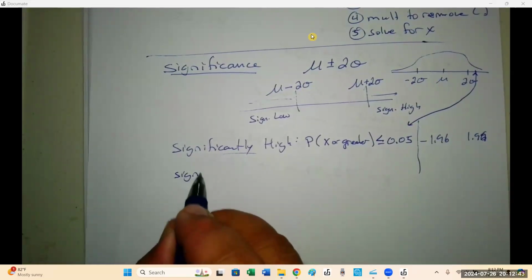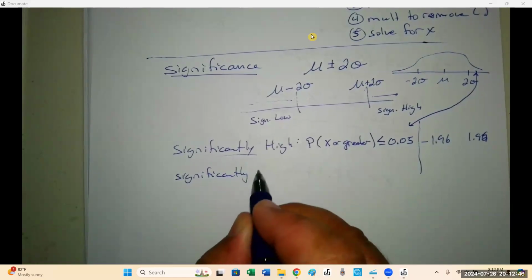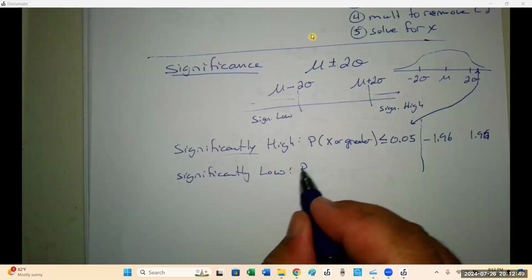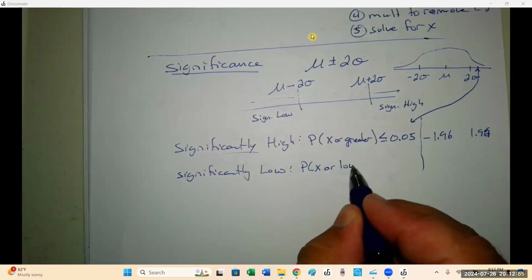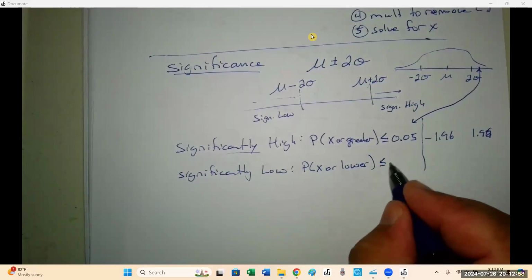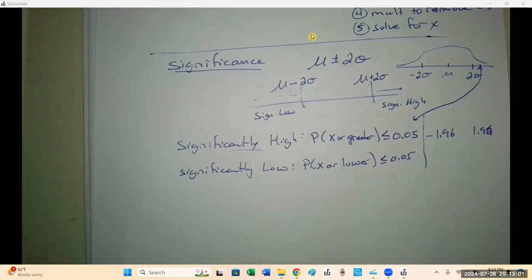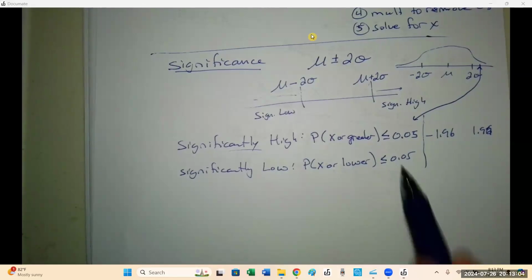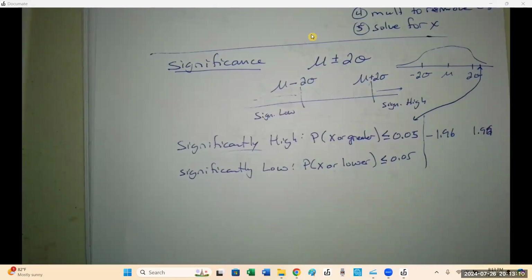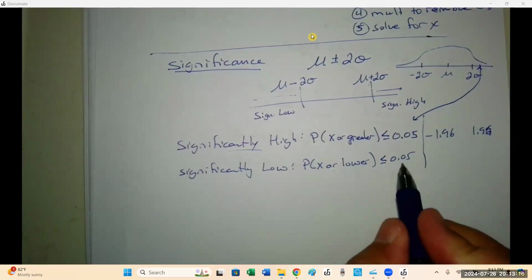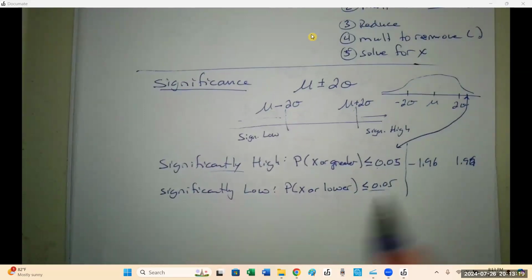If it's significantly low, we can say that if x is or lower, and that probability is less than 0.05. So if the probabilities are less than 0.05, then that's significantly low or significantly high. So it's a probability. These probabilities are very small. Why? Because they're on the very outside of our, what do you call it, our curves.